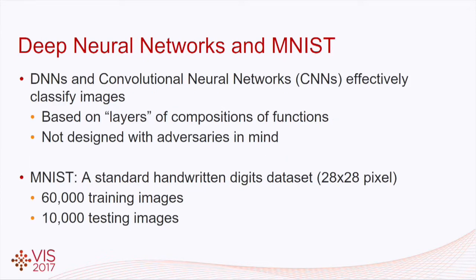Briefly, deep neural networks and MNIST. Deep neural networks and convolutional neural networks are effective devices for classifying images and other types of data, but we're looking at images here. They're based on layers of compositions of nonlinear functions, but they haven't really been designed with adversaries in mind in the security environment.